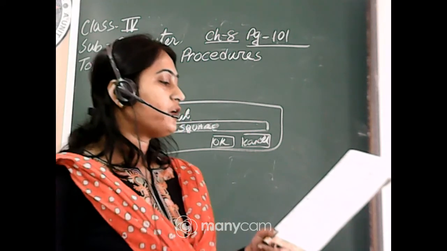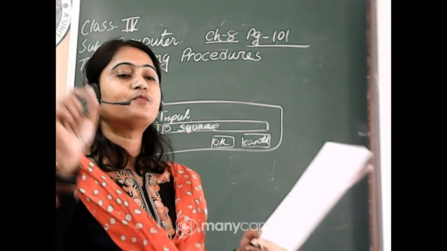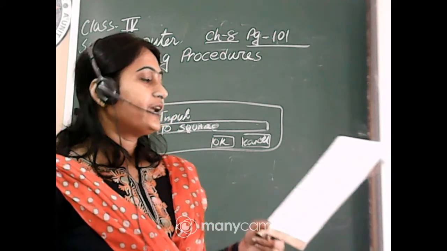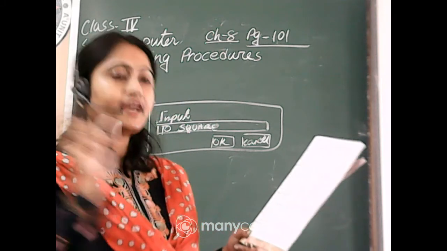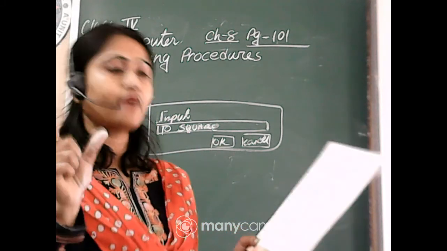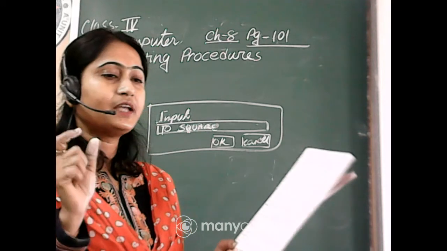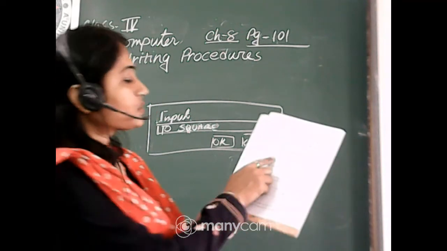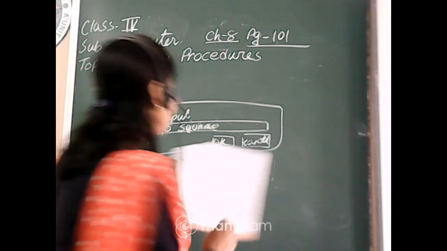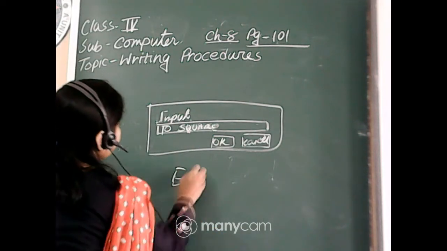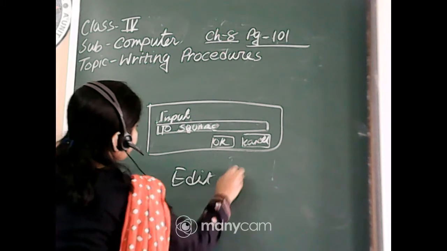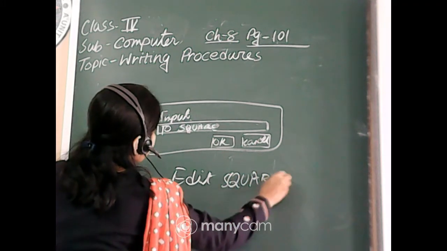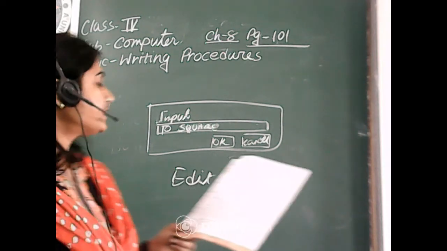In the input box, type EDIT, and then the procedure name. If you want to edit the square procedure, type the name of the procedure. For example, edit square. Write EDIT, space, and SQUARE. And then the editor window appears.